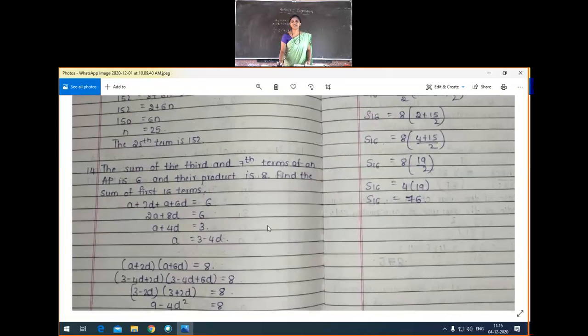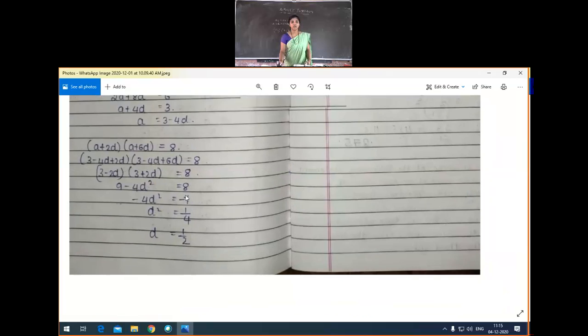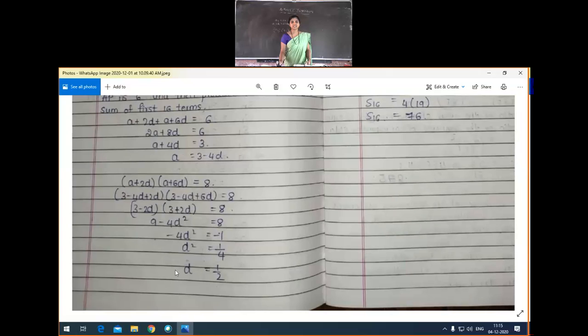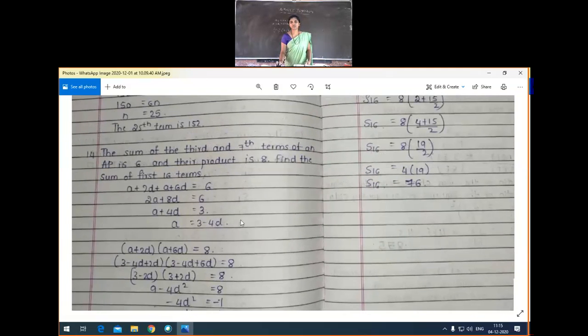What we have to find actually? See here, the sum of the third and seventh term of an AP is 6. We use that condition. Their product is 8. We use that condition. In that we got the D value. So if we substitute this D value in this first equation, we'll get the A value also. What we have to find? Find the sum of the first 16 terms.